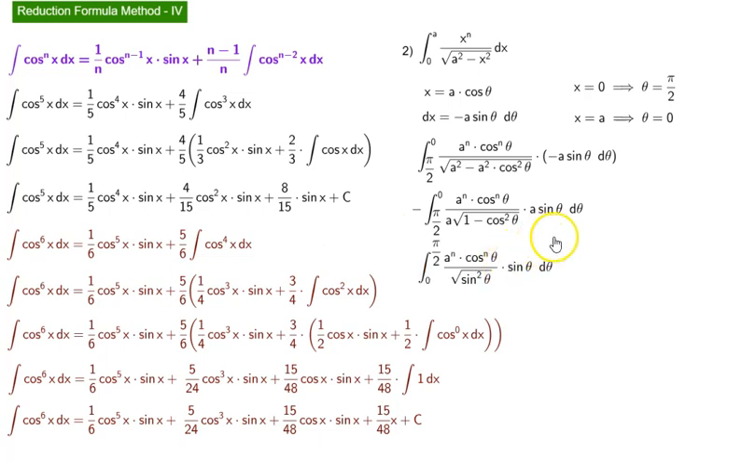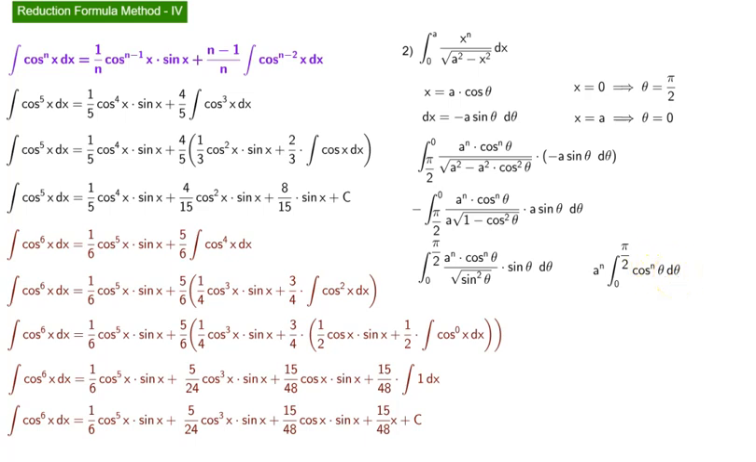Simplifying it, what do we get? First of all, we get rid of this minus sign by exchanging the limits. A and A gets cancelled and square root of sine square theta is sine theta. Sine theta gets cancelled. So we are left with a to the power of n times the integral 0 to pi by 2 of cos n theta d theta.